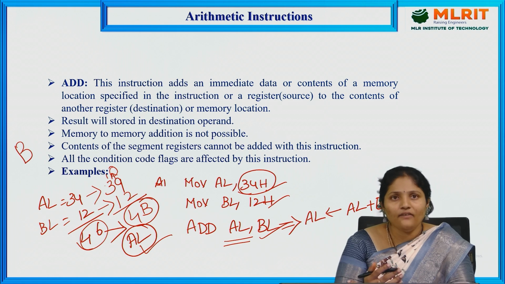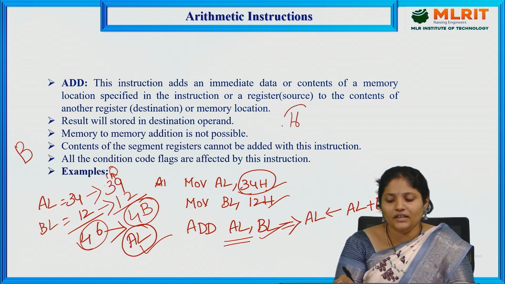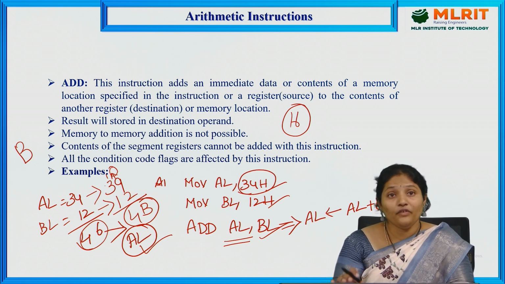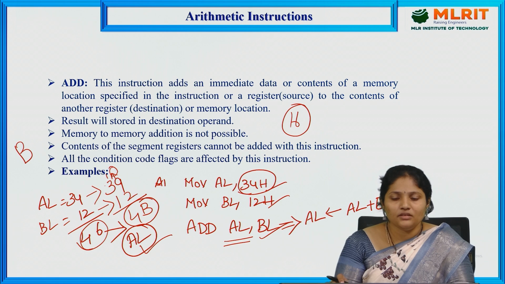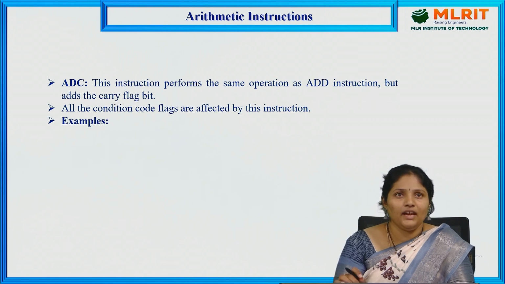If we have a larger value than 16-bit data, then the overflow flag will be enabled. Even parity and odd parity are also condition codes. In these arithmetic operations, these codes may be affected. Next, coming to the instruction ADC.